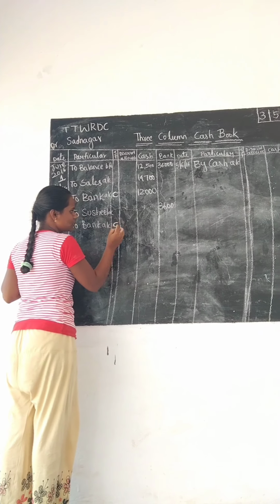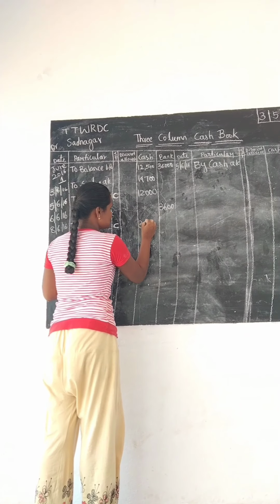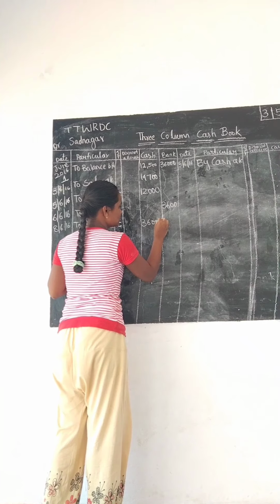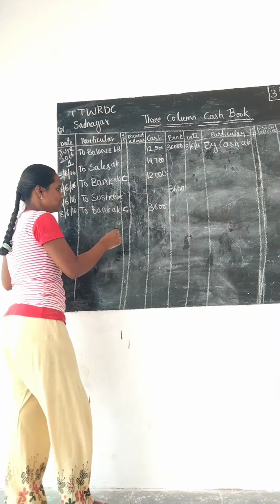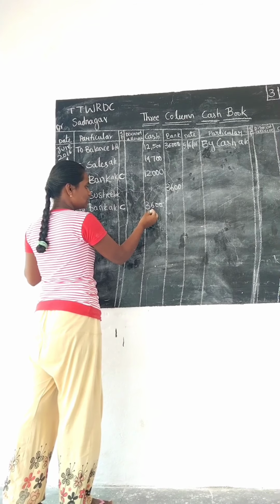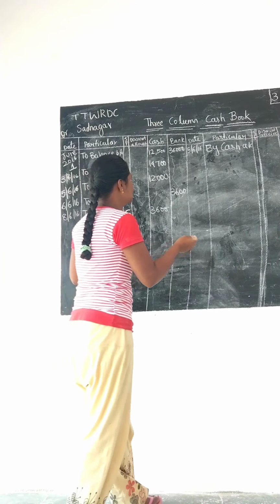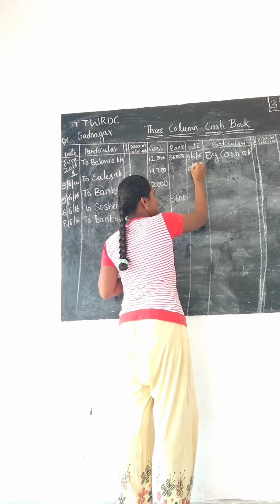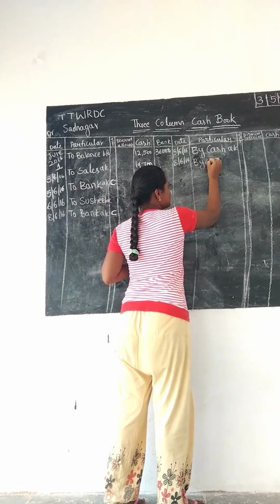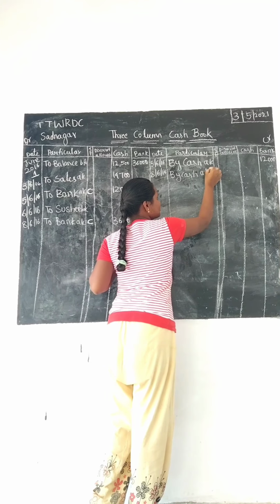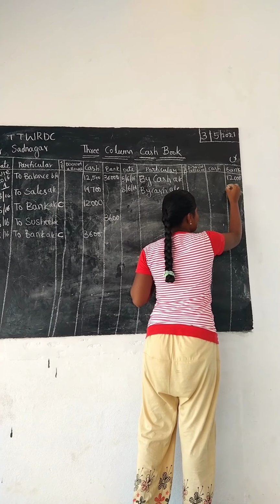Here we also mention contra entry. The amount is 3,600. Here we are writing the amount in the cash column because it is opposite. And on the credit side also we should write, on date 8, by cash account. The amount is in the bank column, 3,600.